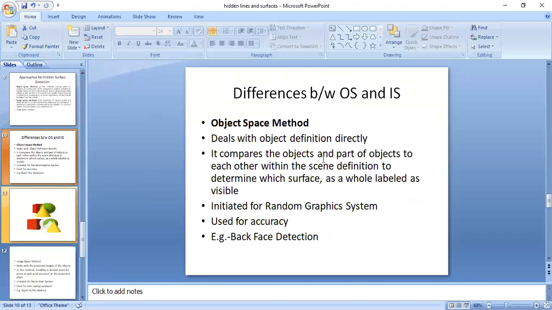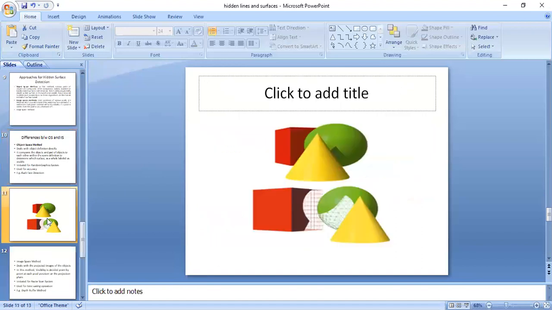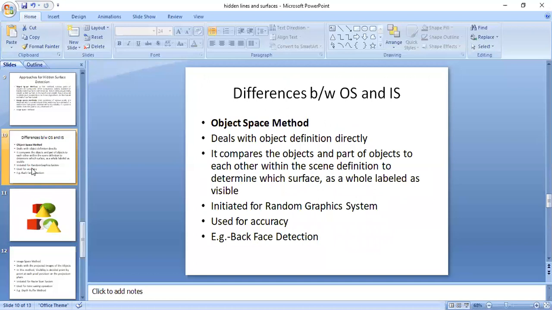It compares the objects and parts of objects to each other within the scene definition to determine which surface as a whole is labeled as visible. So I have shown you the example that we compare all the objects in the scene with each other in order to determine which part is visible and which part is hidden.